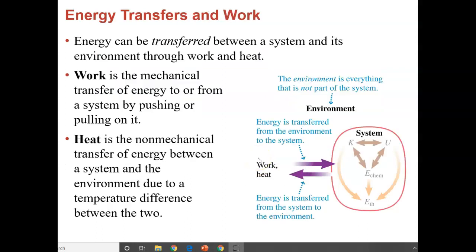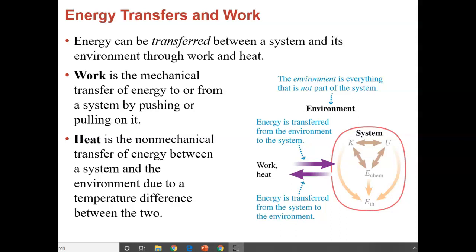Okay, so two different things with energies here. Energy can be transferred between a system and its environment through what's called work or heat. Work is just a transfer of energy, okay, by making it move. You apply a force over a distance to make something move, you do work.